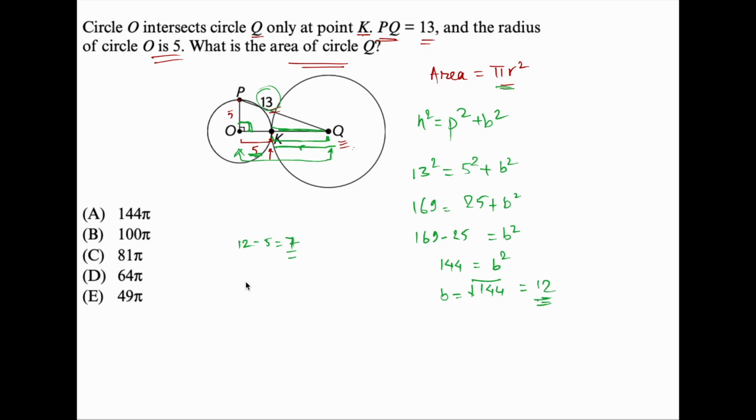So the area is pi r square, which is pi multiplied by 7 square, which is 49 pi. So in terms of pi, because the options are in pi, 49 pi would do the work. So this value, option E, is the correct answer.